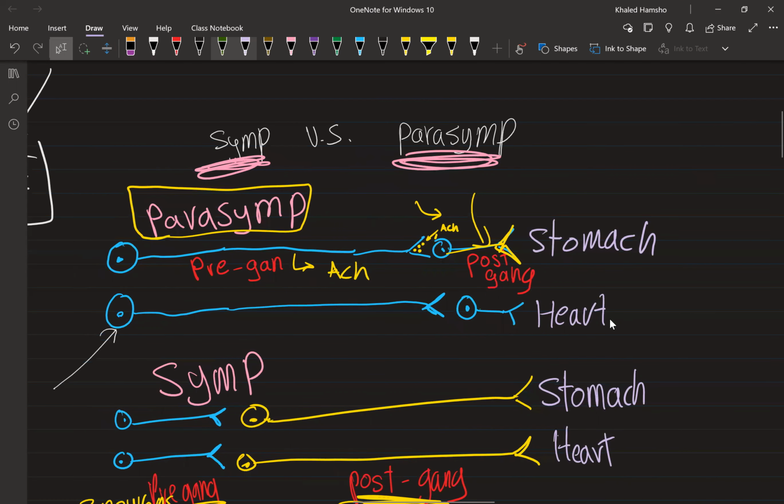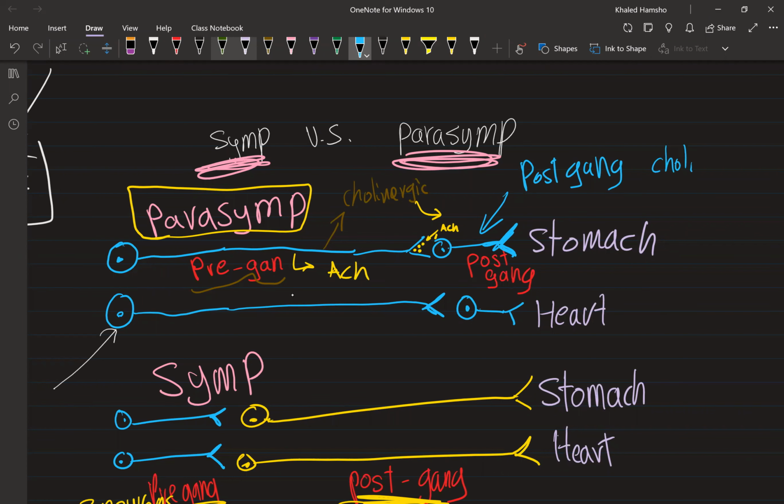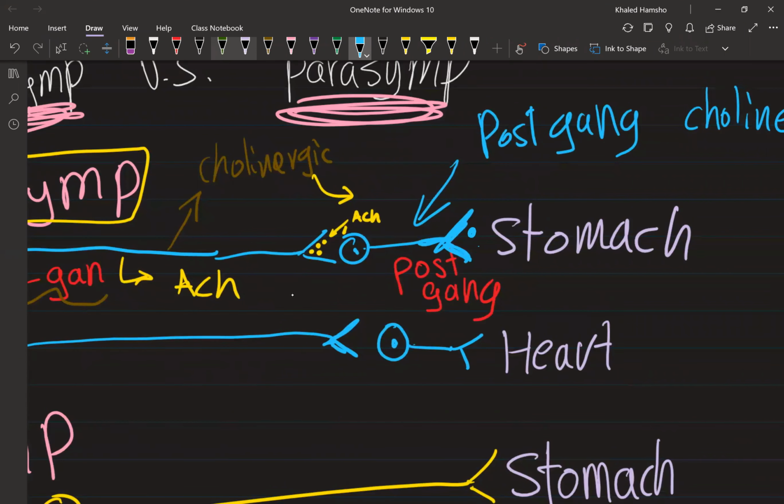Just to quickly finish, we said that the preganglionic neuron is cholinergic. This means it uses acetylcholine. Now, if you notice, I drew the other neuron in blue as well. Well, I covered it in yellow, but it's supposed to be blue over here. In the parasympathetic division, the postganglionic neuron is also cholinergic. This means that it also uses acetylcholine. So it'll release here again, acetylcholine, and this acts on the organ.